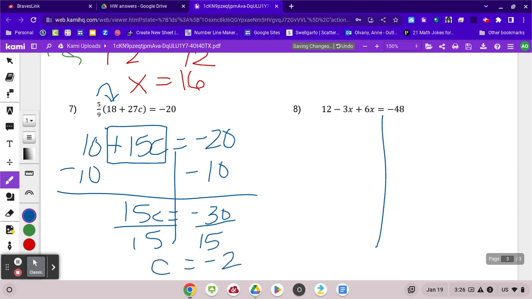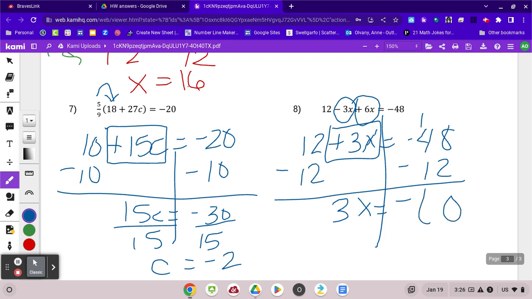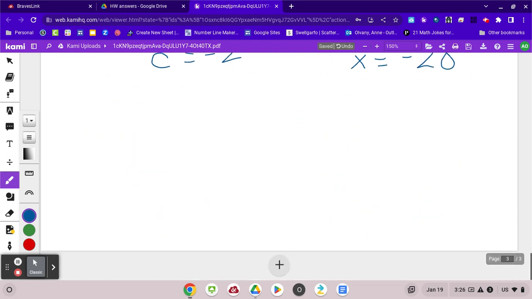Number 8, we have to combine like terms first. So we have 12 plus 3x equals negative 48. Box up your variable, take the inverse of what's left. 3x equals negative 60. Divide both sides by 3. X equals negative 20. Pretty sure all of those match your answers up above.